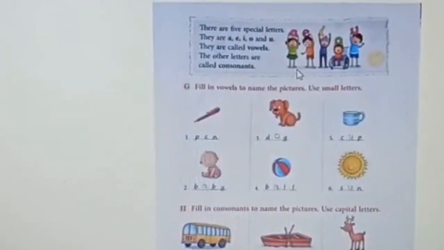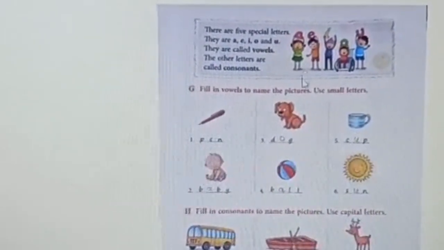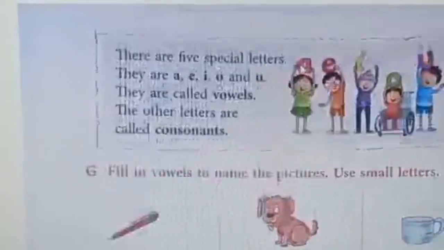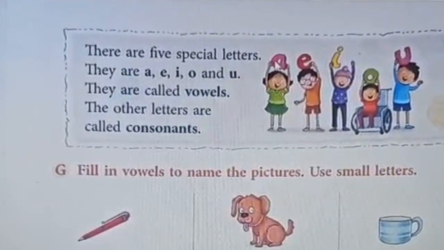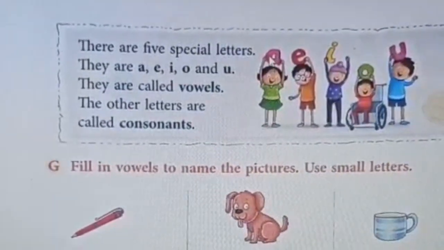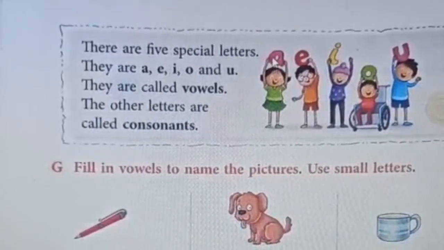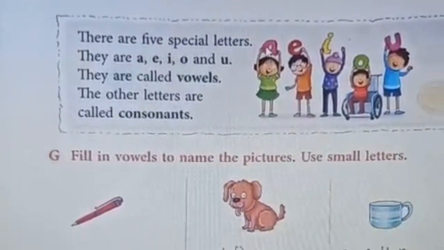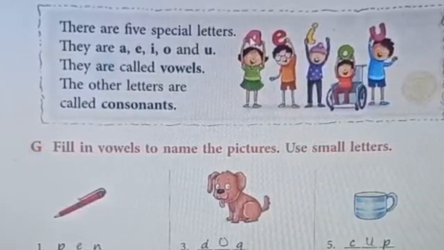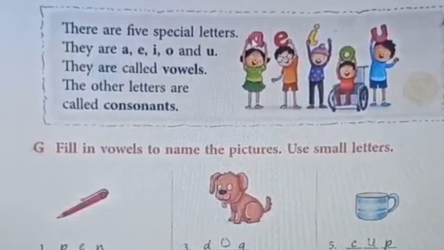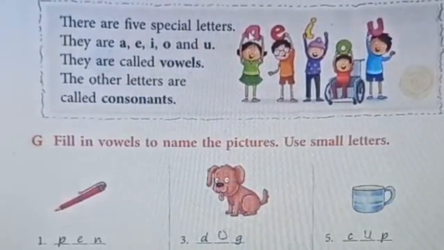So now we'll learn about vowels. There are 5 special letters. They are A, E, I, O and U. They are called vowels. The other letters are called consonants. Now let's look. Fill in vowels to name the picture. Use small letters. Here pictures are given and the letters are missing in between.